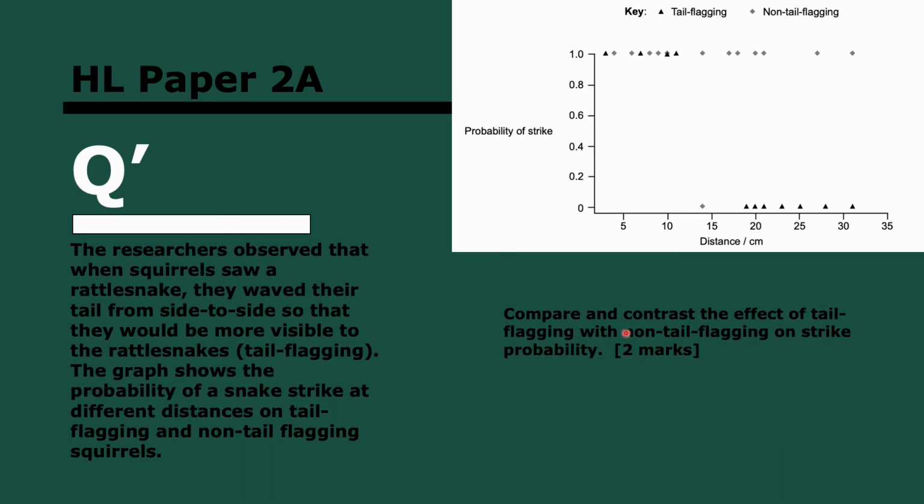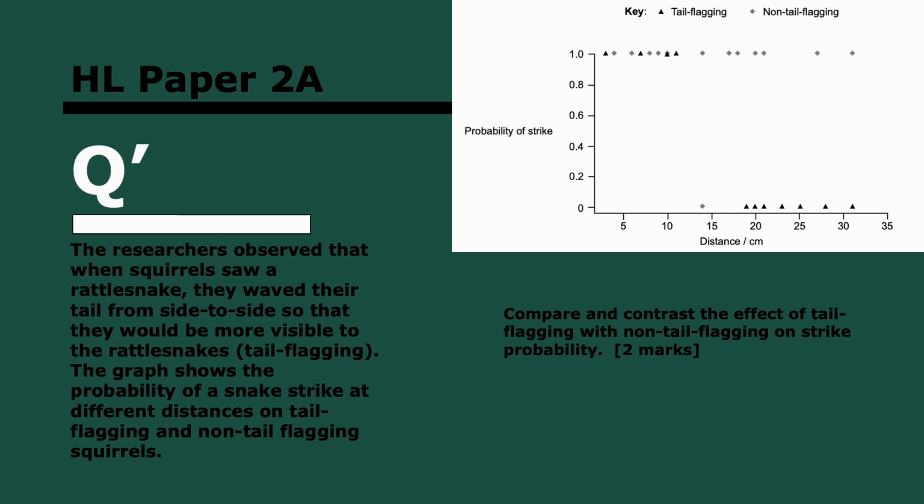Next question. So now we have a new graph. The researchers observed that when squirrels saw a rattlesnake, they waved their tail from side to side so that they would be more visible to the rattlesnakes, and that's called tail flagging. The graph shows the probability of a snake strike at different distances on tail flagging and non-tail flagging squirrels. All right. And now the first question is compare and contrast the effect of tail flagging with non-tail flagging on strike probability. Tail flagging is the triangles and non-tail flagging are these rhomboids.